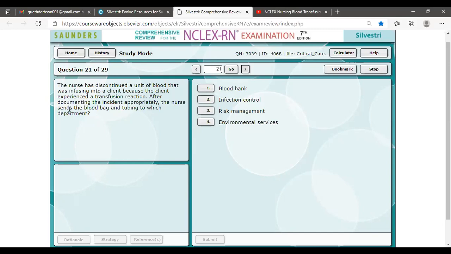So after documenting the incident appropriately, the nurse sends the blood bag and tubing to which department? Very easy, right? Which, where, send, and why? We send it to the blood bank for culture to identify if any kind of infection or microorganism is there or not. That's it.